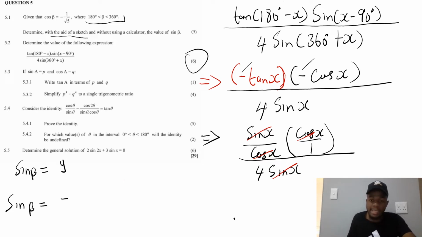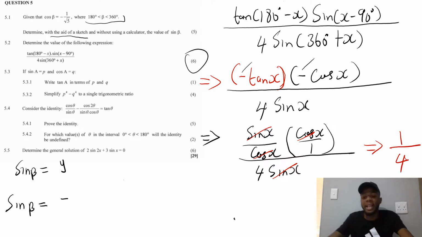So sine x and sine x will divide each other, and then everything on the numerator will turn to 1. We'll be having 1, and the denominator will be having 4. So your final answer is 1 over 4. Just 2 steps, you get 6 marks. You see, it's very simple. This is just simple. It was a giveaway. Then let's go to the next question.